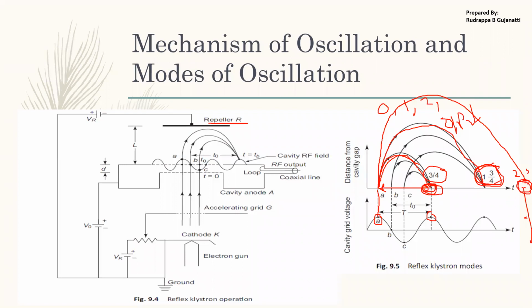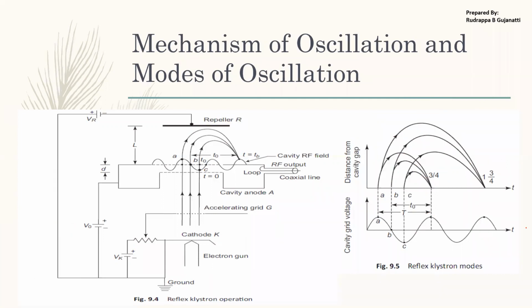So here the 2 3/4 mode output power will be reduced as compared to the previous modes, that is 1 3/4 and 3/4. So this is what is happening. This is another thing to note down when we are dealing with the klystron.